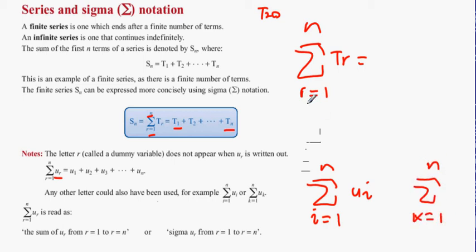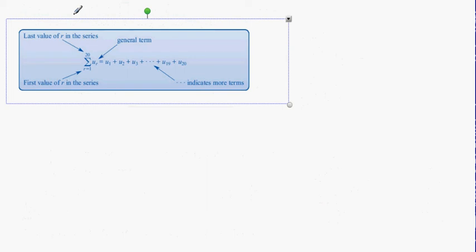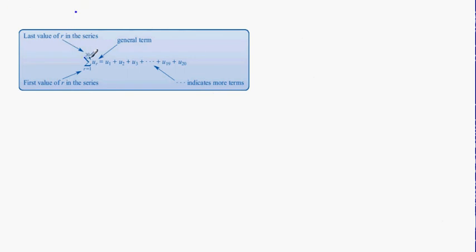So the dummy variable, this letter, has no real significance. This one here is the last number you're going to be doing. The 1 is the first, which means you start off at T1, and n means you end at Tn. So we can see that it can be written many different ways. In a nutshell, this is the last value of the sequence, this is the first value of the sequence, and Ur is the general term, which means you start off with U1, U2, all the way up to U20. The dot dot dot indicates more terms.